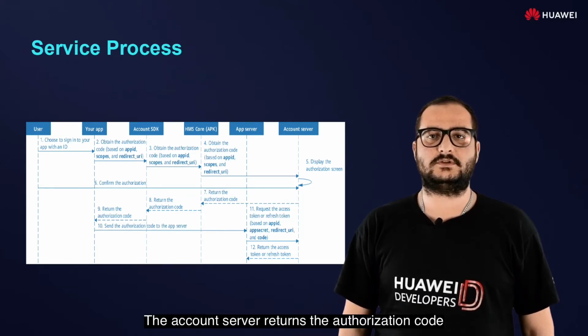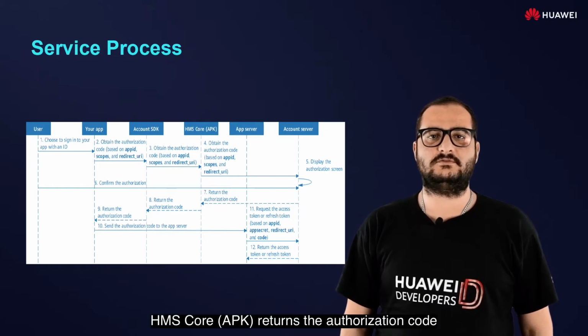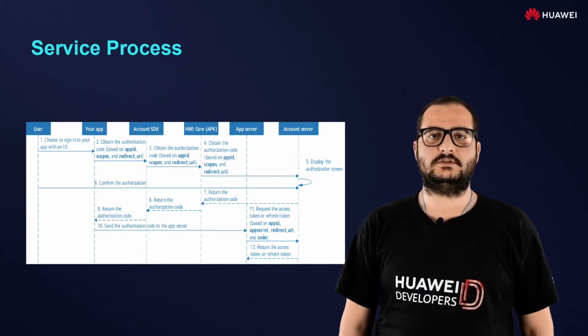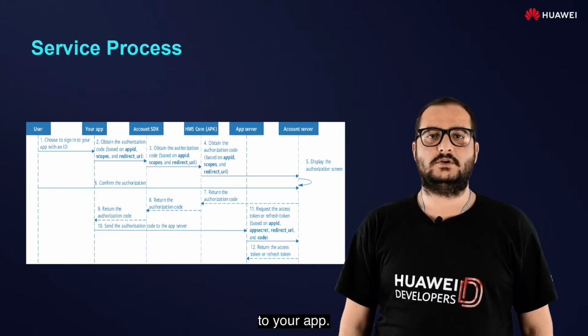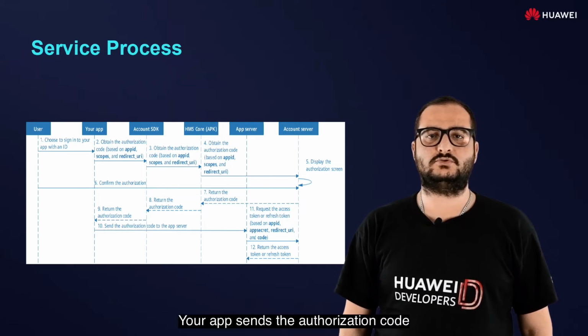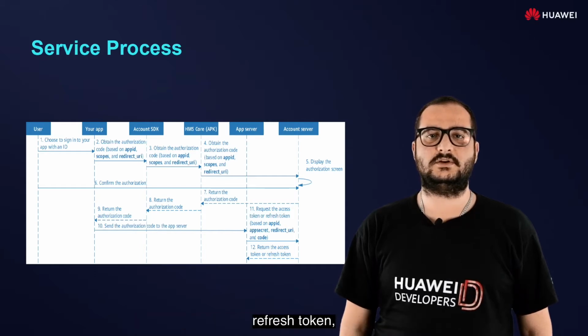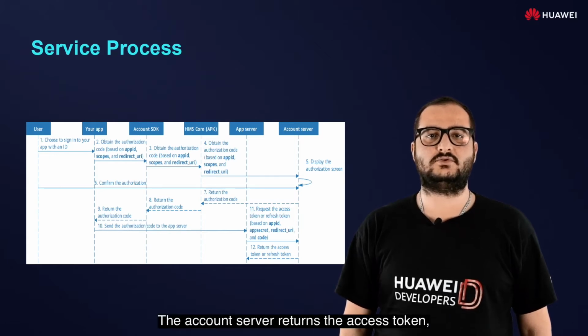The account server returns the authorization code to Huawei Mobile Services Core. Huawei Mobile Services Core returns the authorization code to the Account Software Development Kit. The Account Software Development Kit returns the authorization code to your app. Your app sends the authorization code to the app server. Your app server sends a request to the account server to obtain the access token, refresh token, and ID token. The account server returns the access token, refresh token, and ID token.